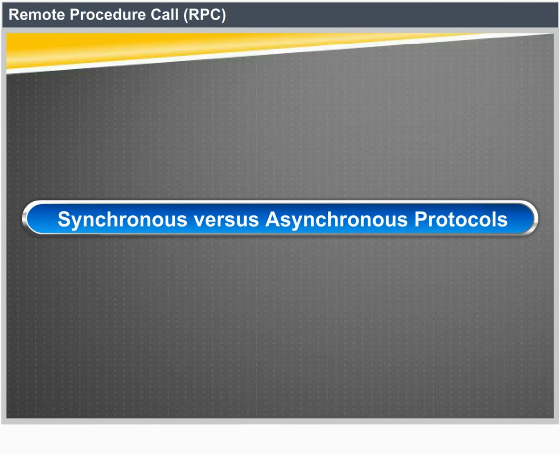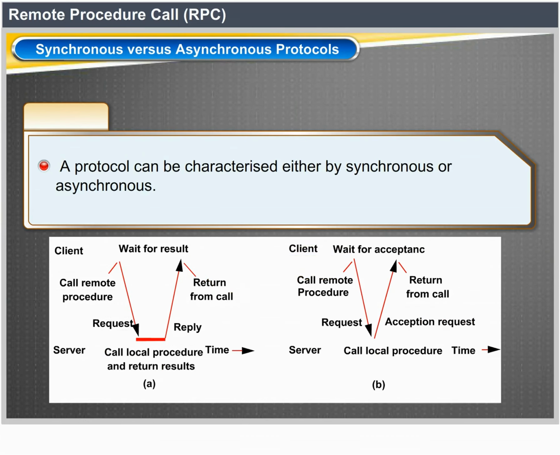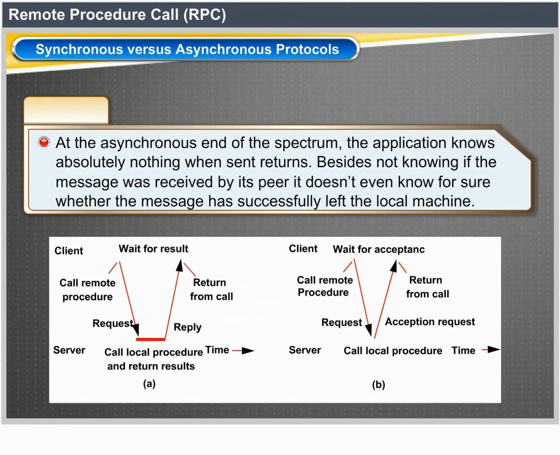Synchronous versus asynchronous protocols. One way to characterize a protocol is by whether it is synchronous or asynchronous. At the asynchronous end of the spectrum, the application knows absolutely nothing when send returns. It not only doesn't know if the message was received by its peer, but it doesn't even know for sure that the message has successfully left the local machine.